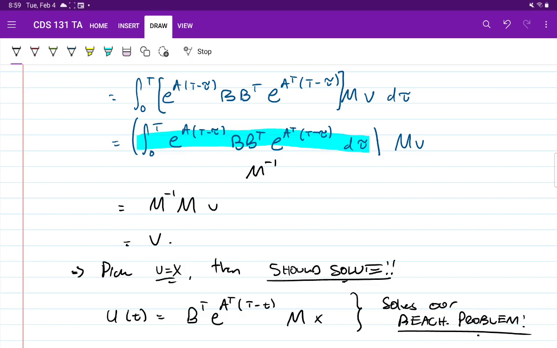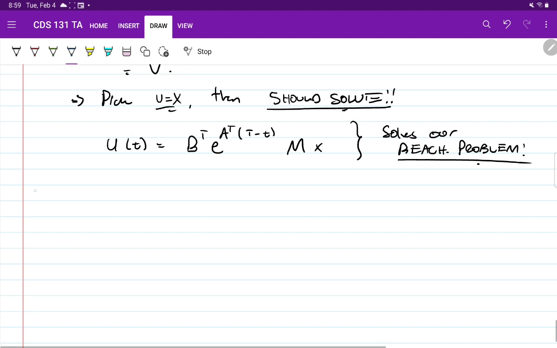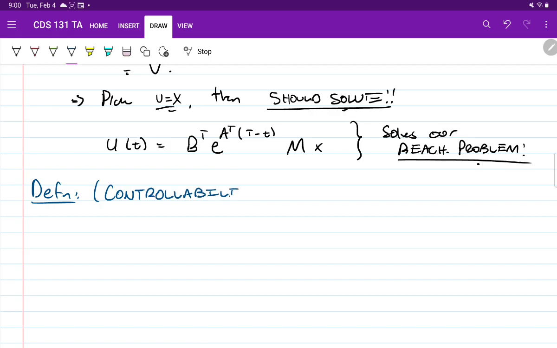So I'm now going to define a special matrix that's equal to this thing in parentheses, because this thing really seems to be central to our entire problem of controllability. Let's go ahead and define that. It's going to be something called the controllability Gramian.